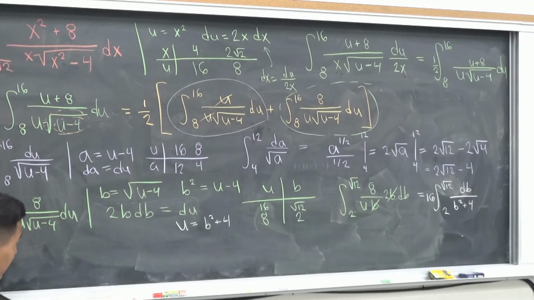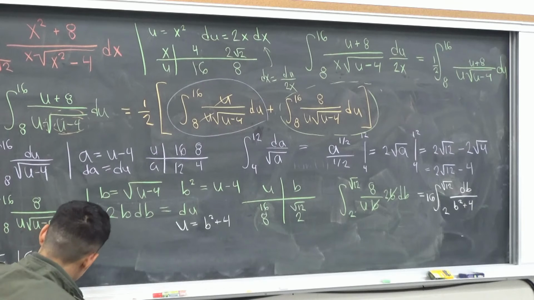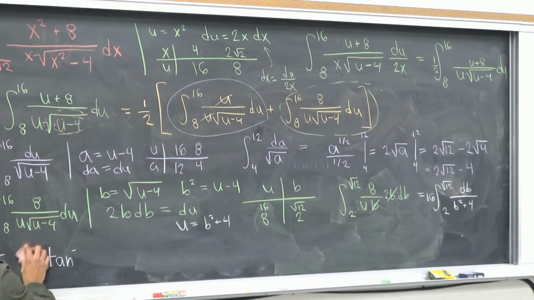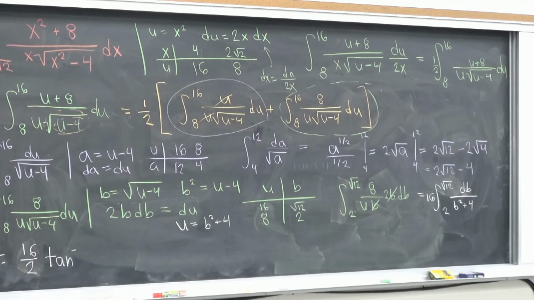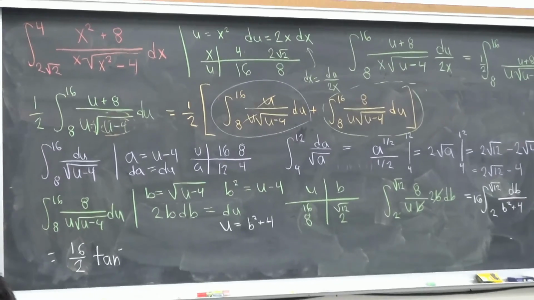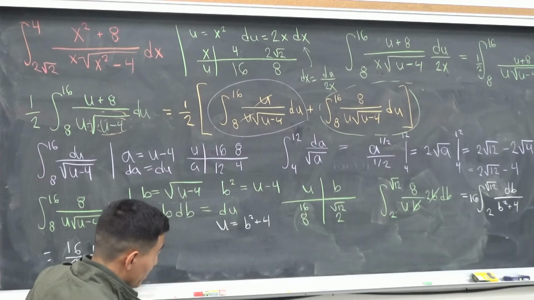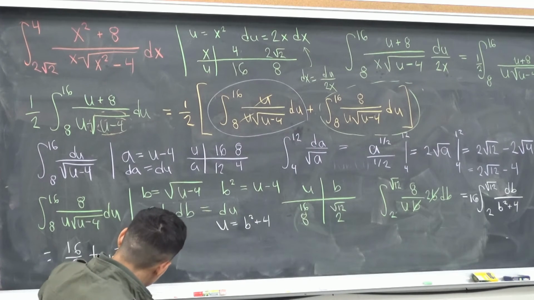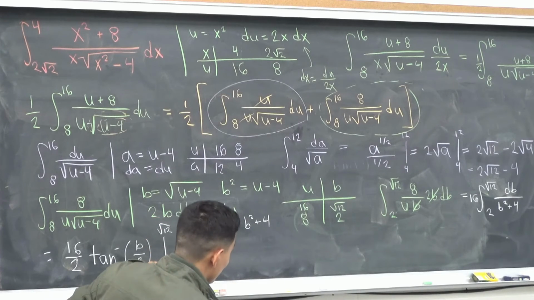So now what we have is 16, and look at that, that's b squared plus 4, that's an arctangent integral. So we get tan inverse, and it's 16 over 2, because that's just how this integral works, right? Remember the formula for your arctangent integrals. And then this turns into b over 2, evaluated from square root 12 to 2.